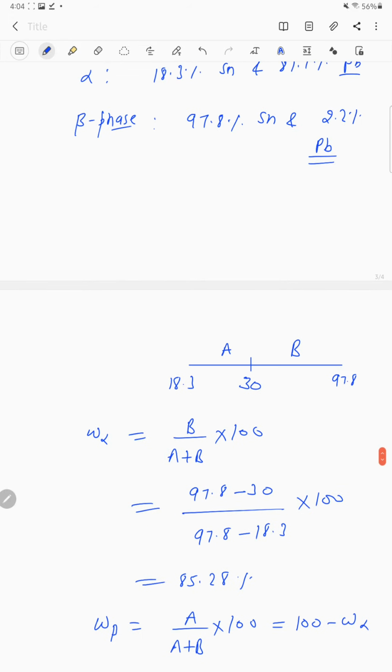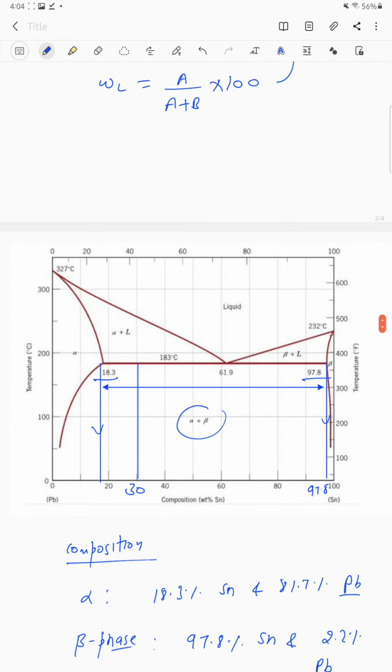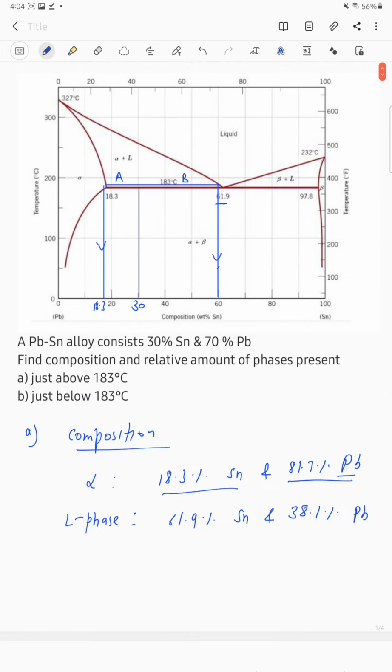So this is a very simple and important concept. We have used the lever rule. We can find the relative amount and composition. If you have any doubt, you can comment. Okay, thank you.